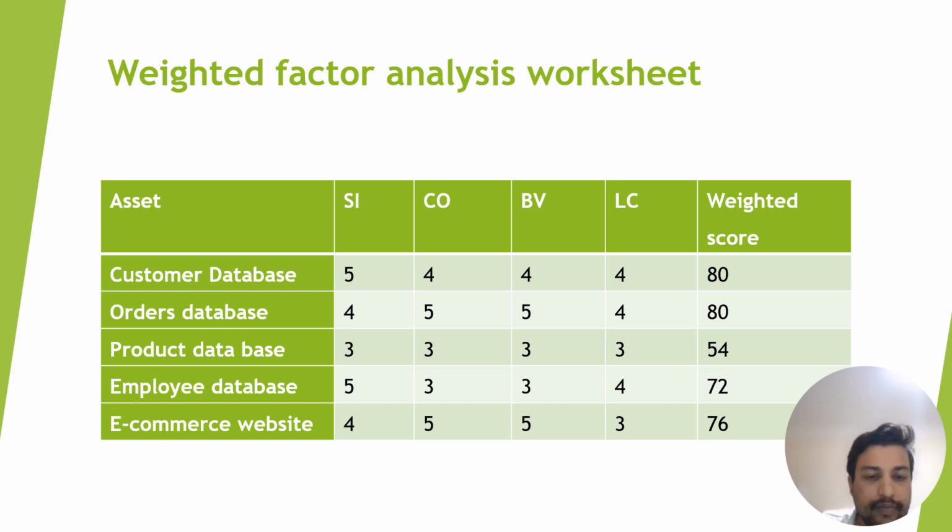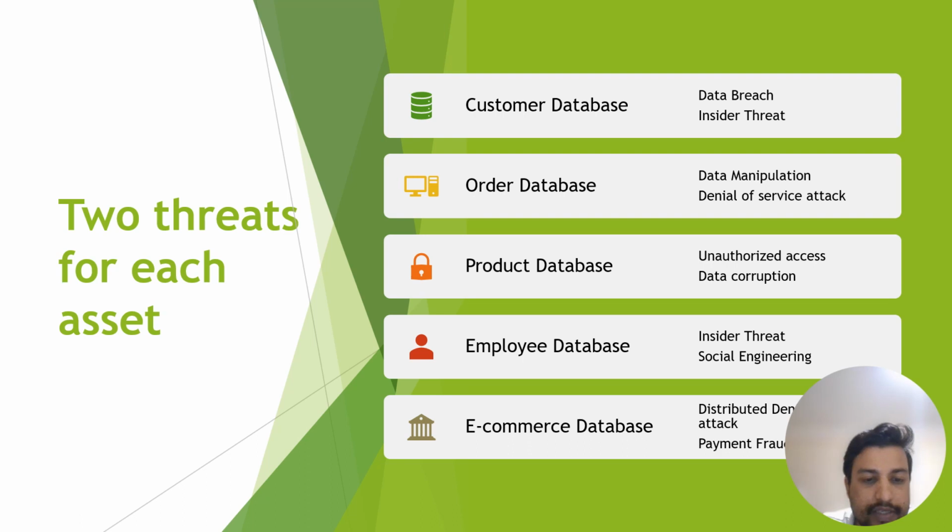So let's move on to the next slide, which is 2 threats for each asset. The first one is customer database. The first threat is data breach: an unauthorized individual gains access to the customer database and steals sensitive customer data like names, payment details, and addresses. Another one is insider threat: an employee of SportX with customer database access intentionally leaks or sells customer information to a third party.